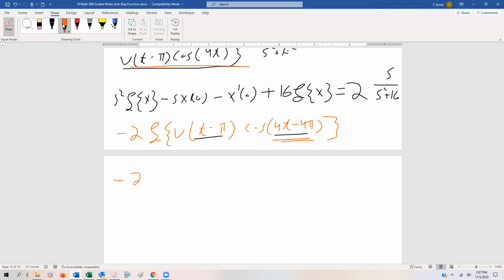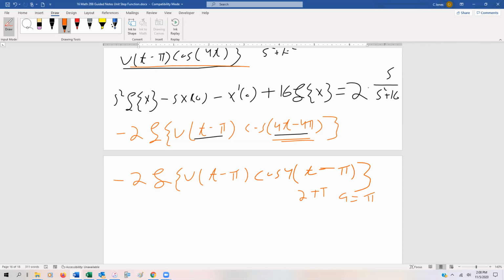And so I can write that as 2 Laplace unit step function t minus pi cos of 4 quantity t minus pi. All right, and that helps us a lot. That's going to help us to get to that unit step function that we need to find the Laplace. Now, when we go to find the Laplace of that, we're just going to use our second translation theorem, where a is going to be equal to pi. Right? And then we just have our cosine of 4t.